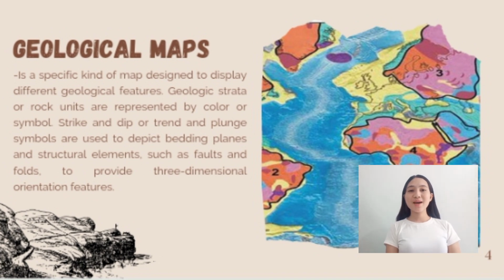A geological map is a special purpose map made to show geological features. Rock units or geologic strata are shown by color or symbols to indicate where they are exposed at the surface. Strike and dip or plunge symbols are used to depict bedding planes and structural elements such as faults and folds to provide three-dimensional features.